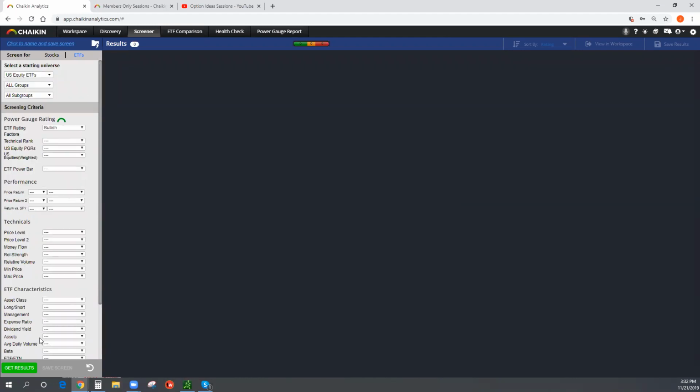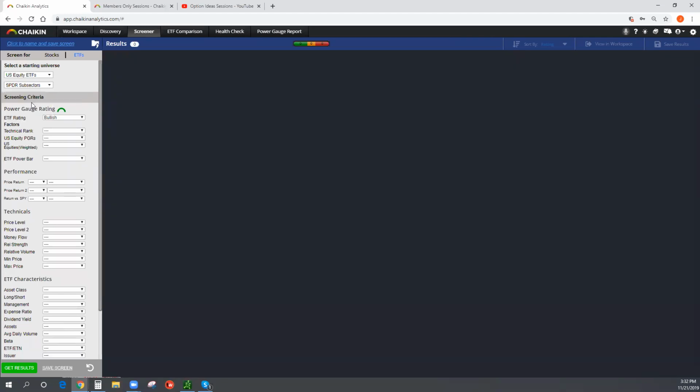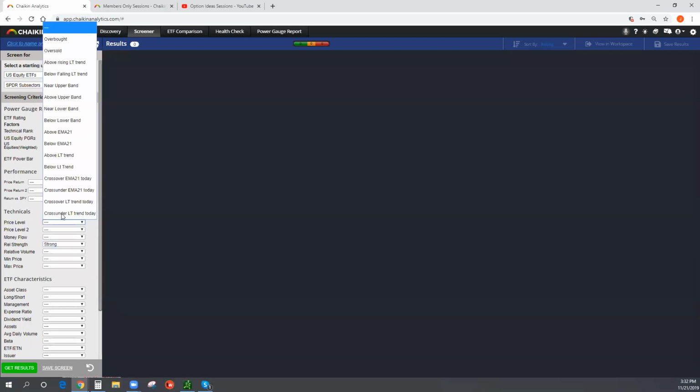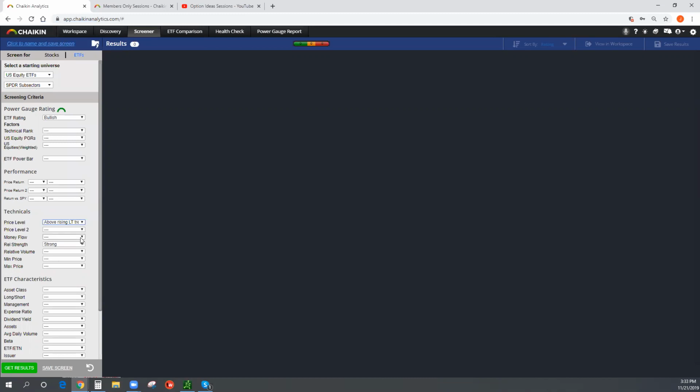I will do one quick thing, which is some people really want to identify just the best, let's say, sectors or subsectors. So under US equity ETFs, click the second one down, and you can choose our subsectors as your screen. There are 22 of them. I want all the bullish subsectors that have positive relative strength and are above a rising trend line. Let's give it some good money flow too.